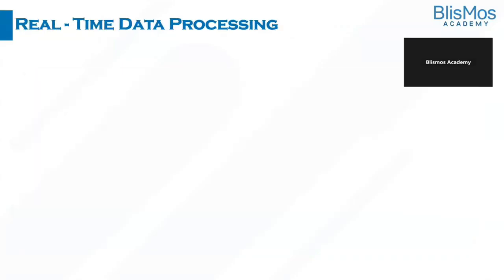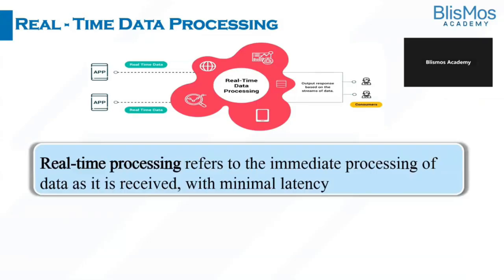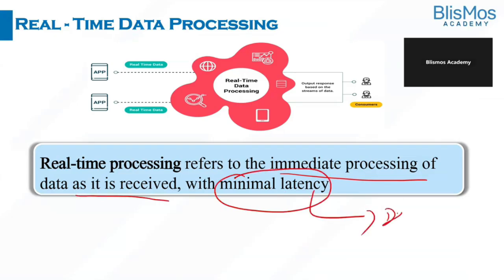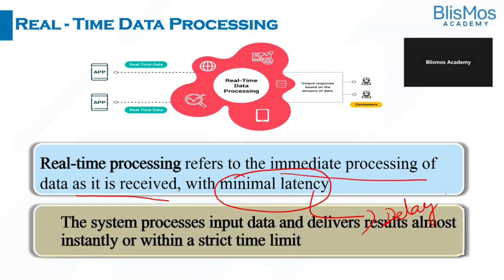Shifting our focus to real-time data processing. Real-time data processing is processing of the data as and when the data is produced. Another way of putting it: immediate processing of data as and when it is received, with minimal latency. What is latency? Latency is delay. So the system processes the input data and delivers the result almost instantaneously. I'm saying almost instantaneously, right? That is real-time processing.